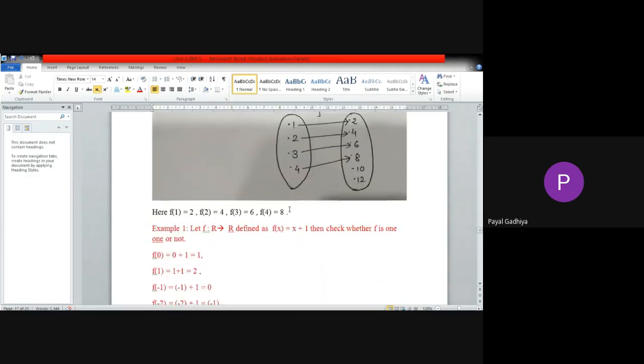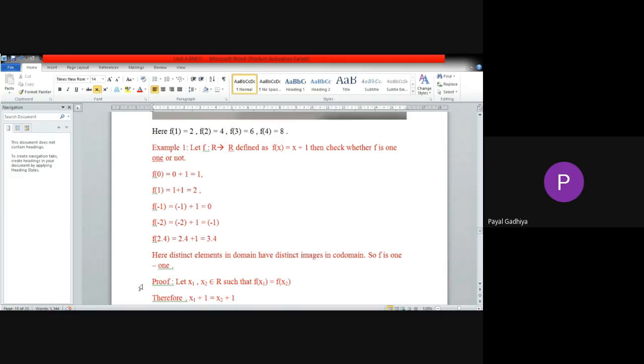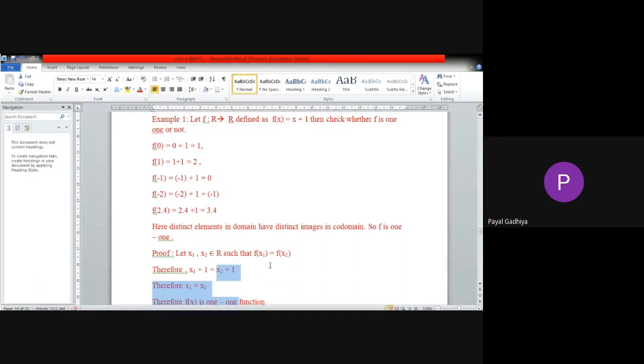Now here I have started with x1 and x2 belonging to R such that f(x1) is equal to f(x2). Fine. Now f(x1) equals x1 + 1, f(x2) equals x2 + 1. Then I will cancel out 1 from both sides, and the remaining is x1 is equal to x2. Therefore, the function is one-one. Are you clear? Yes, ma'am. Okay, this is the way you can check.